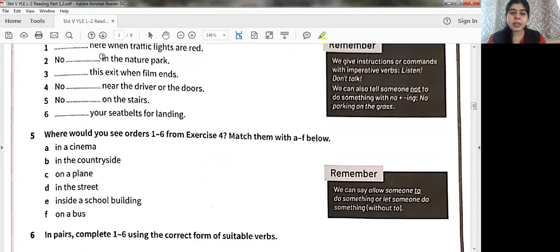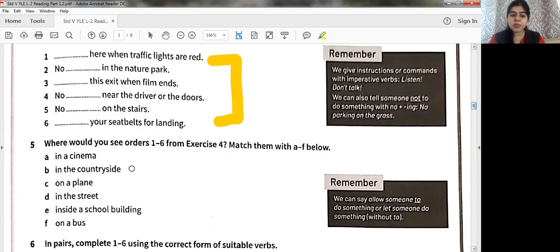Where would you see orders 1 to 6 from exercise 4? Match them with A to F below. Now these are all the orders that we have studied right now. In question number 5, students, it is asking where these orders are being used. Where do you find such orders? You are not going to match, students. Just in front of this, you will write the number, that is 1, 2, 3, or whatever it is. So let us begin and discuss together. Again, hold a pencil in your hand. Which order do you find in a cinema? So it is number 3, that is use this exit when the film ends.